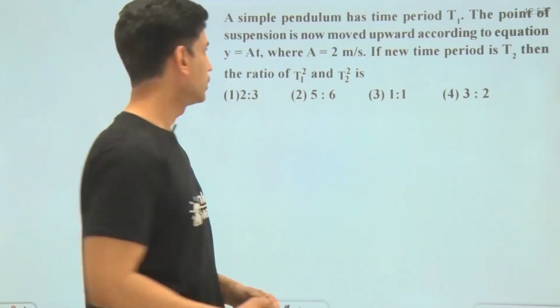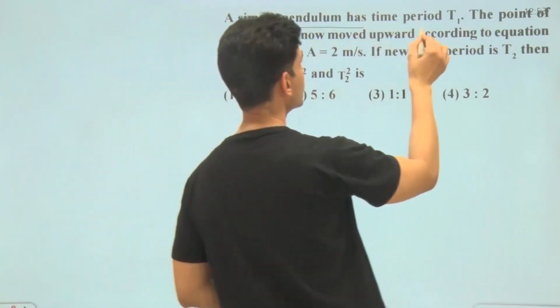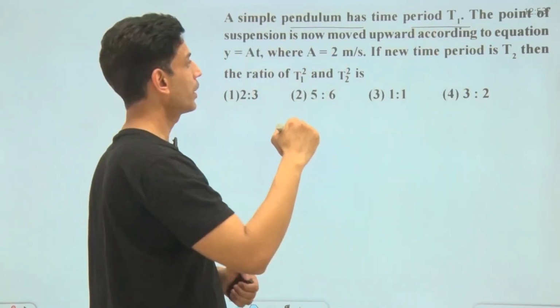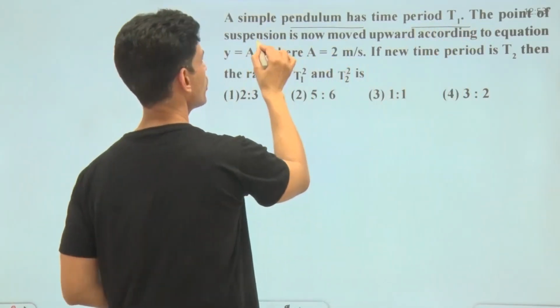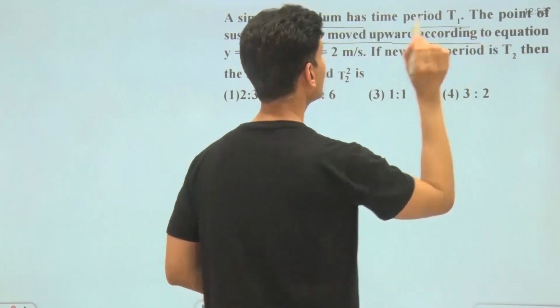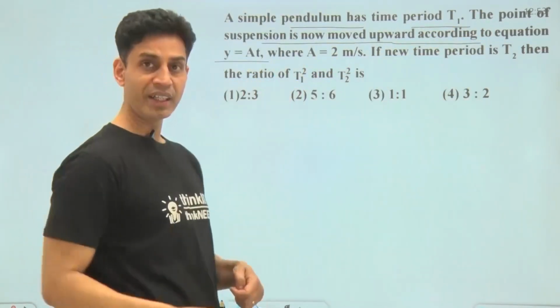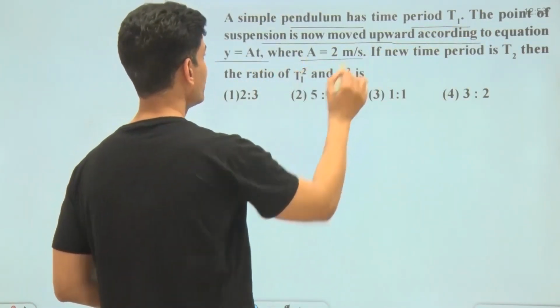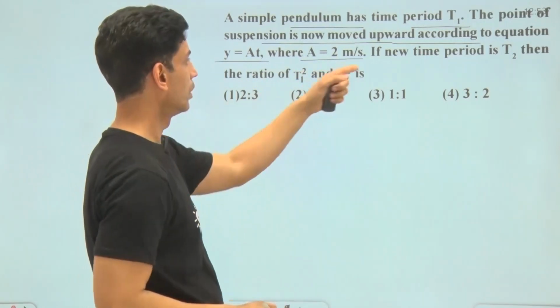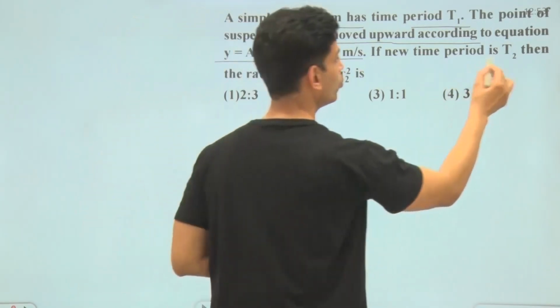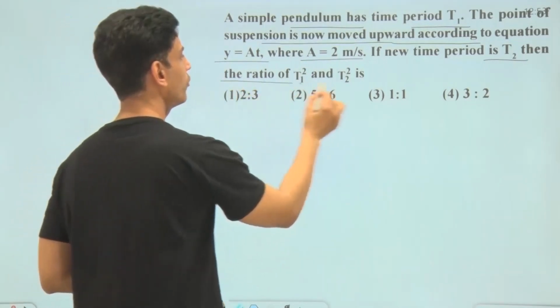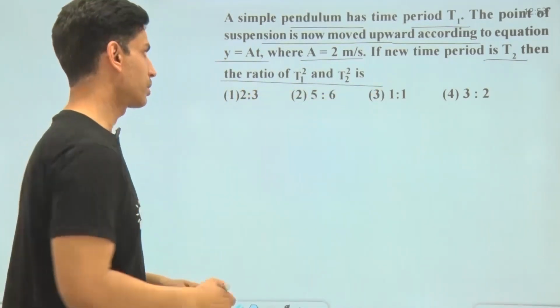Now move to the next one. A simple pendulum has time period T1. The point of suspension is now moved upward according to the equation y equal to A t, where A is 2 meter per second. If the new time period is T2, then the ratio of T1 square by T2 square is.